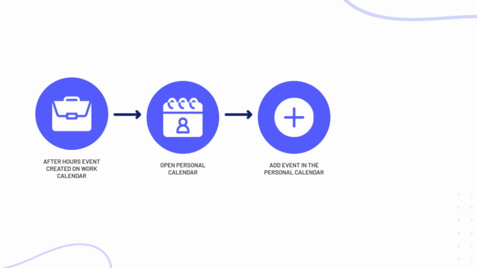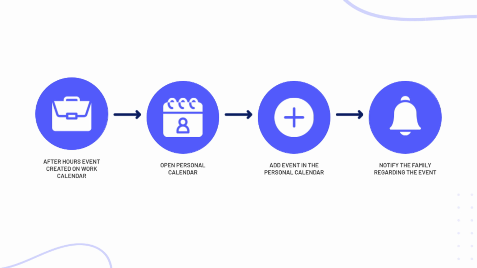So you open the personal calendar in step 2, and then step 3, you add the same event in your personal calendar, right? And then finally, I would notify my family that, hey, this is coming up. I will be gone. So 4 steps happening here in this example. An event is created, then you decide to open a different calendar, and then you add the same event in that calendar, and then finally you notify someone, whoever needs to know about that particular event. So 4 steps, or you can say 4 tasks rather, because each step is a task. So those are tasks that you're performing in a sequence.